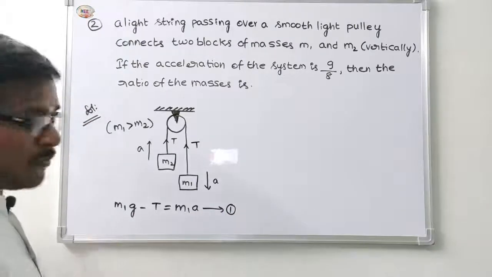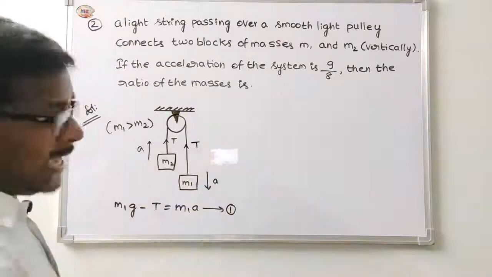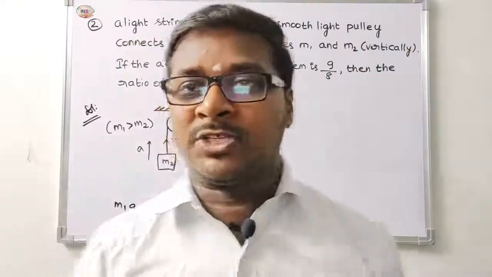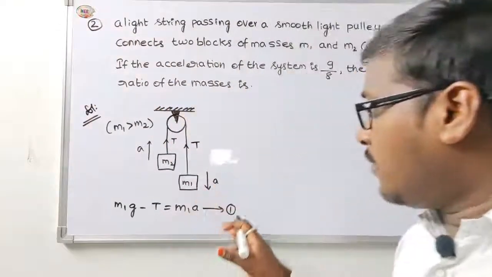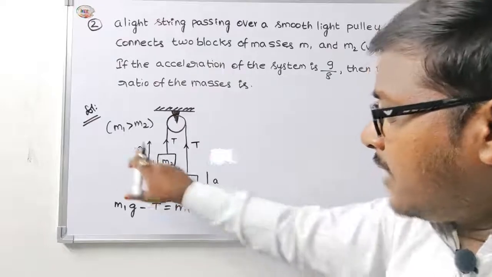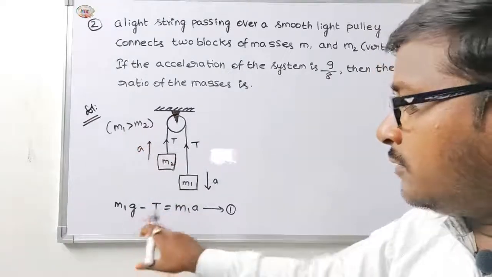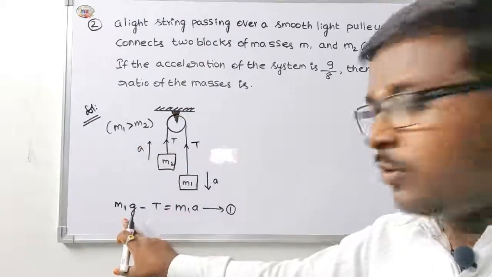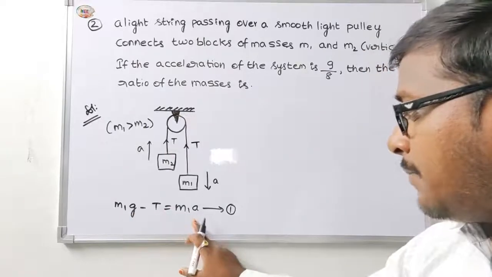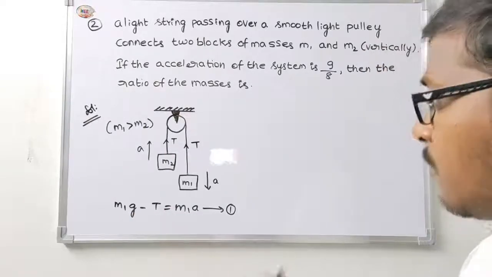So why do we write m1g first? Because the acceleration is acting in the downward direction. Because m1 is greater than m2, we first write m1g. m1g minus T is equal to m1a. This is equation number 1.